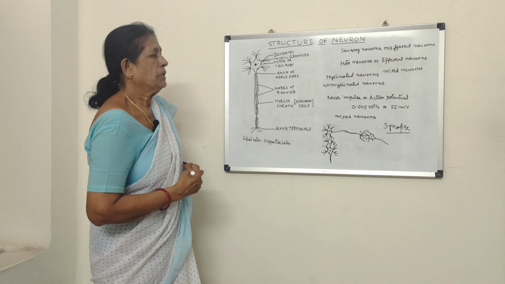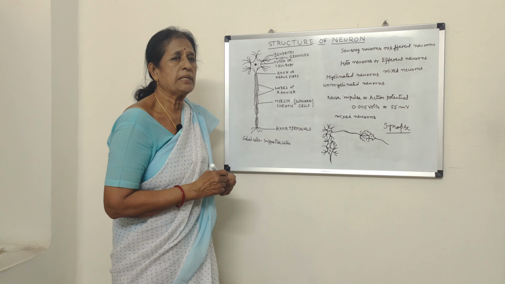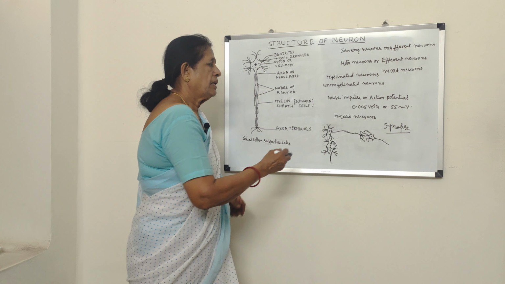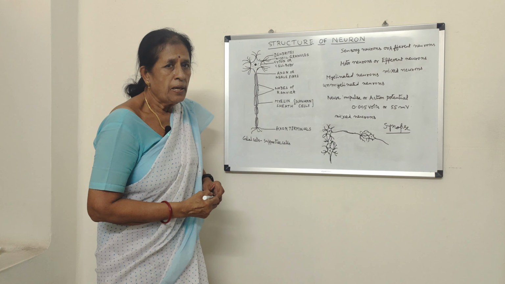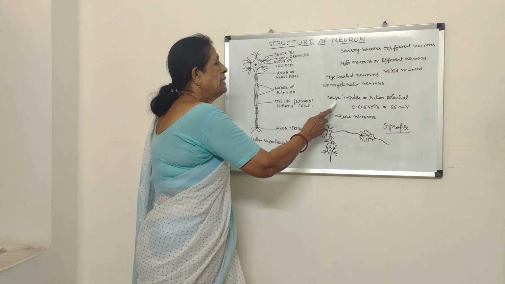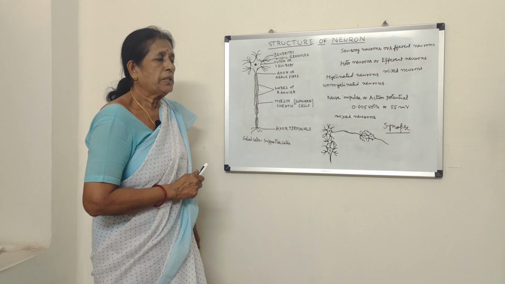And now one more thing. How is the information sent? The information is sent by producing a very small amount of electricity, about 0.055 volts or 55 millivolts. A small amount of electricity is generated. That is called a nerve impulse, or it is also called an action potential.